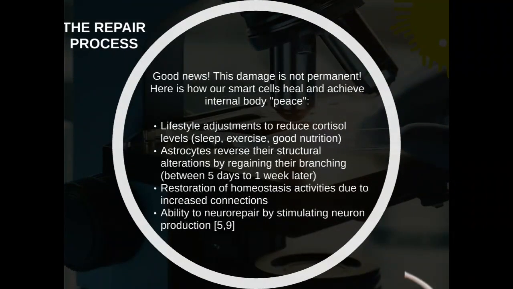So very good news. There will be a repair process, and the damage is not necessarily permanent depending on how severe it is. And our cells are very, very smart, and they can achieve their own internal body peace. But there are, of course, ways that we have to contribute towards that in ourselves as well, consciously. Things like lifestyle adjustments to reduce these levels and to keep them down despite being deeply exposed to them. Astrocytes reversing their structural alterations by regaining their branching. So between 5 days to 1 week later, you'll start to see the astrocytes regenerating.